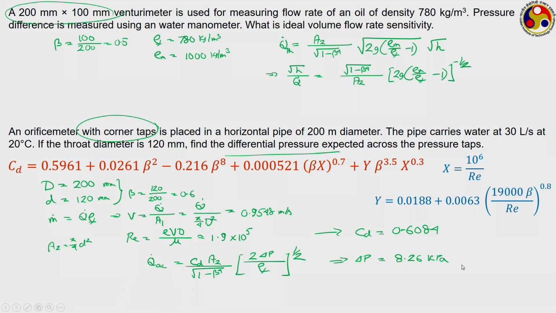So, this is an example of how to use different correlations to get the value of CD. One thing you have to be careful here, the volume flow is given in 30 liter per second, that is your q dot is actually 30 into 10 to the power minus 3 meter cube per second. You should convert this one to SI unit before moving forward. So, with this knowledge of orifice meters and venturimeters and their application to real life problems, let us move on to a few more discussions.